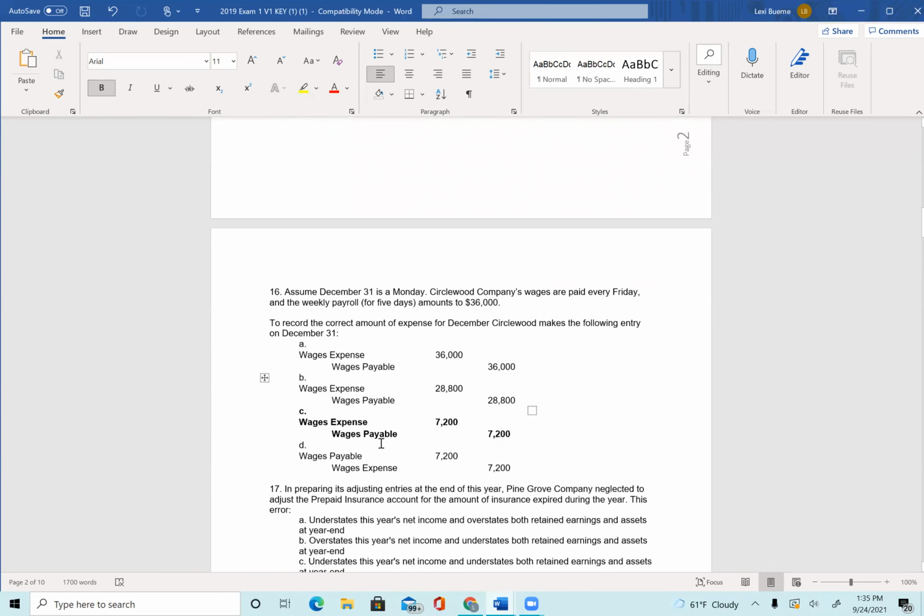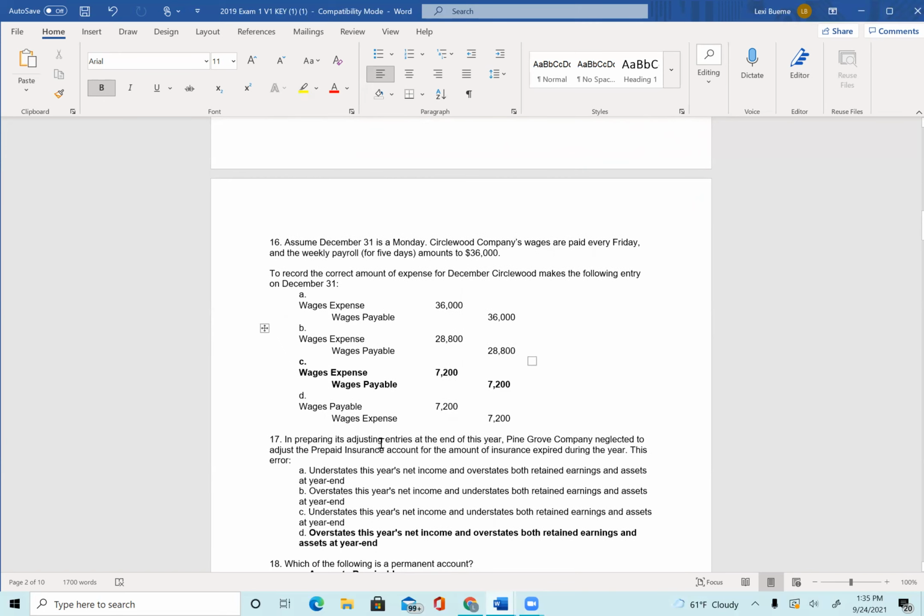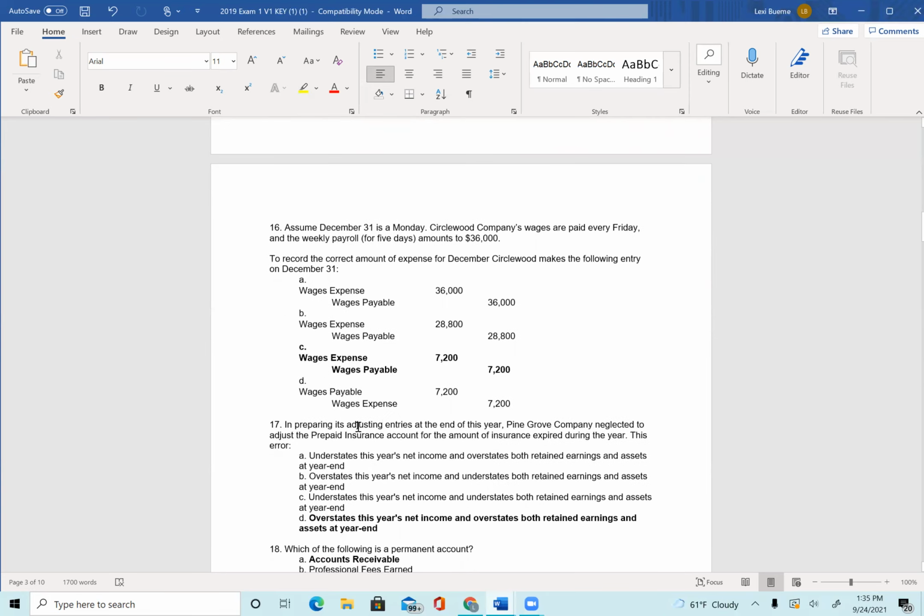Assume December 31st is a Monday. Circle Woods Company's wages are paid every Friday, and the weekly payroll for 5 days amounts to $36,000. To record the correct amount for December, Circle would make the following entry. So for this, it says for 5 days, and 36,000 is the total. So we have to figure out what it's going to be each day. So we're going to take 36,000 and divide it by 5, and that's going to give you 7,200. And it's going to be wages expense and wages payable, because we're looking for the expense and we're paying them out. So that's why the payable is going to be the credit and the expense is going to be the debit.